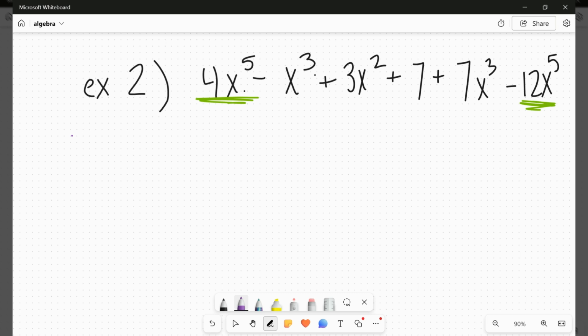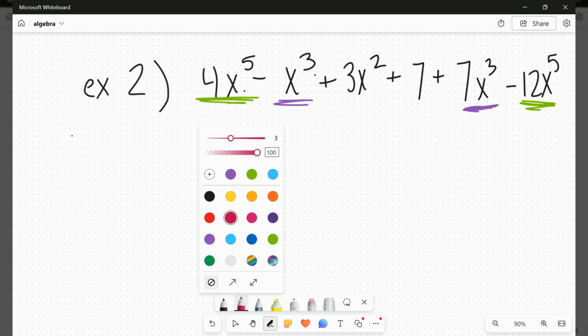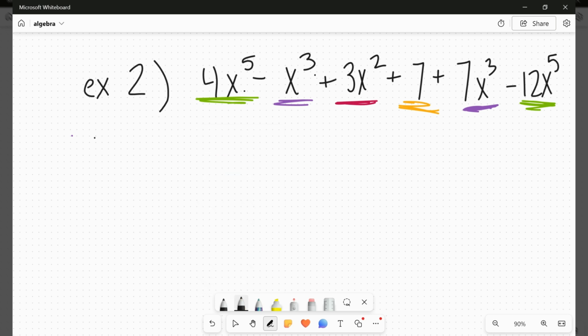Okay, next we'll do the 3rd power. Scan all the way across, 3rd power. Okay, next we'll do squared. And the squared is a lone pair. And then the 7 is as well. Okay, so now let's combine.